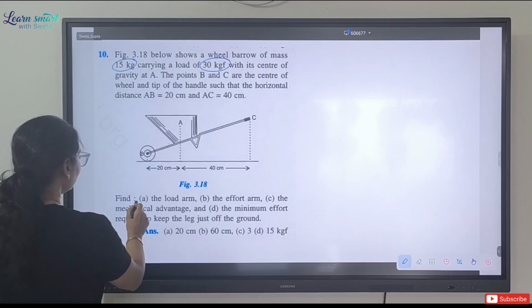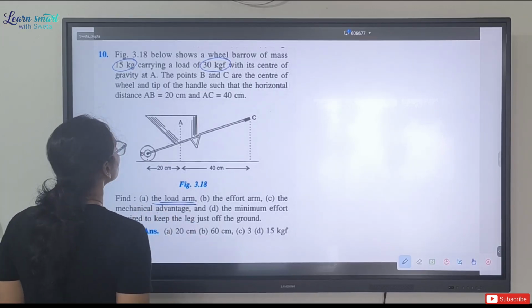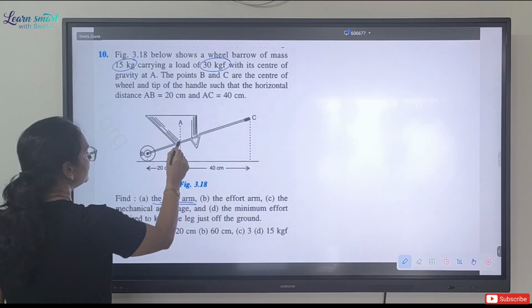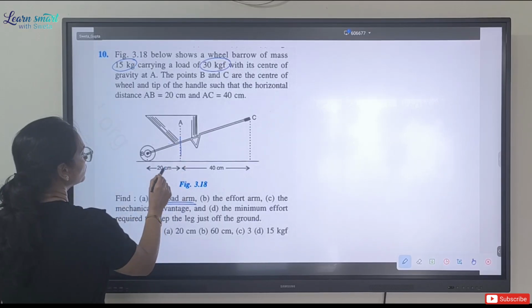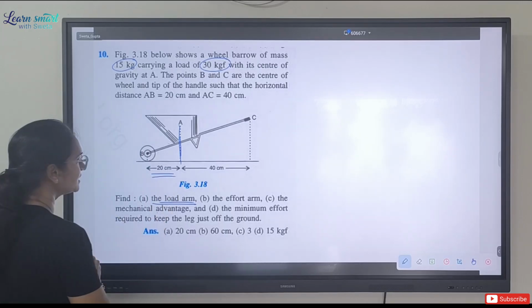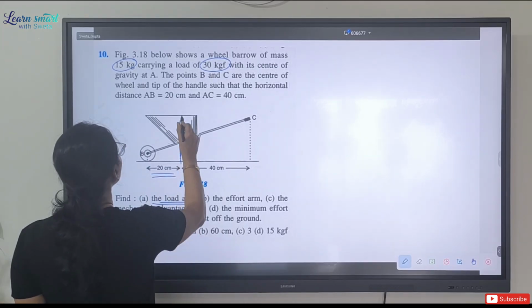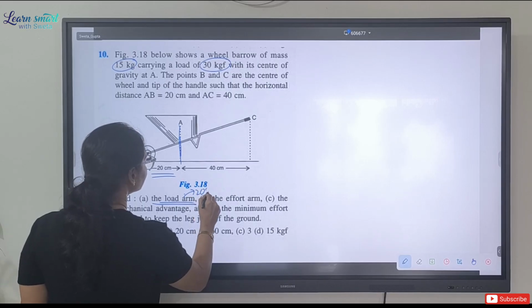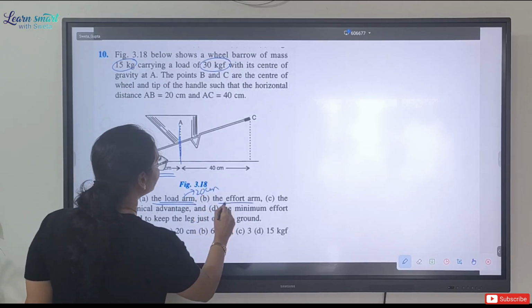And now they are telling, find the load arm. So load arm is the distance between the load and the fulcrum. So here the load is and this is the fulcrum. So this 20 centimeter is the load arm. And therefore, the load arm that they are asking will become how much? 20 centimeter.